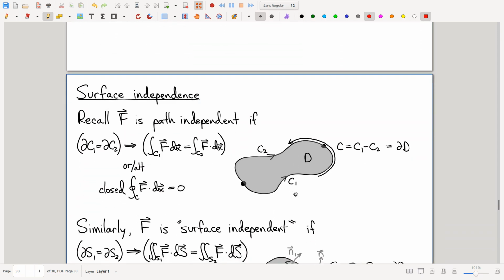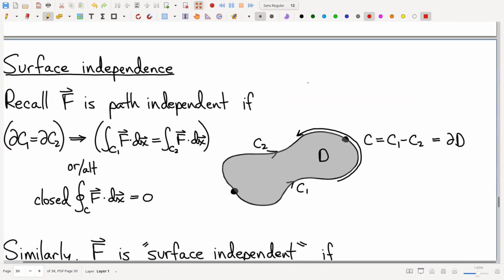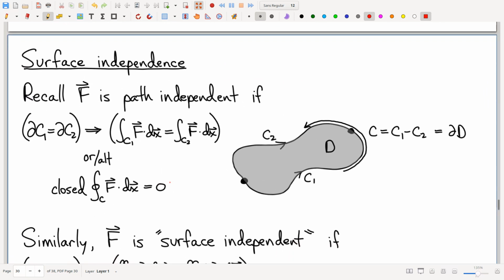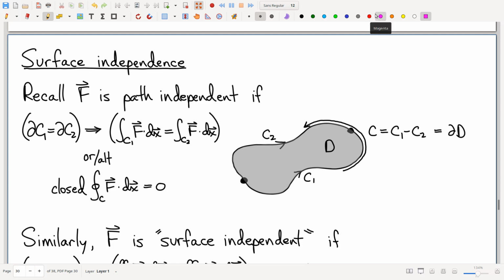Okay, so that's just filling in a blank. Here's a new idea: surface independence. It's a lot like path independence, and for analogy observation purposes, I'm going to remind y'all of the highlights of path independence. Path independence says if you set a boundary, a starting point that you have to stick with, and an ending point that you have to stick with, that's set. It cannot be moved.